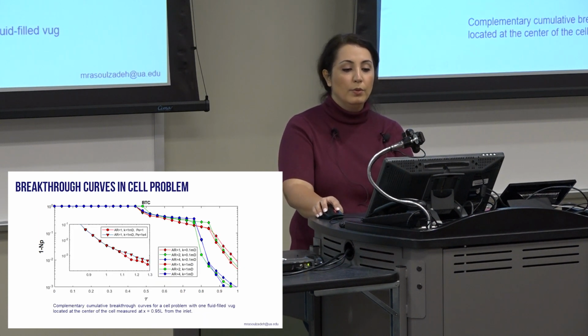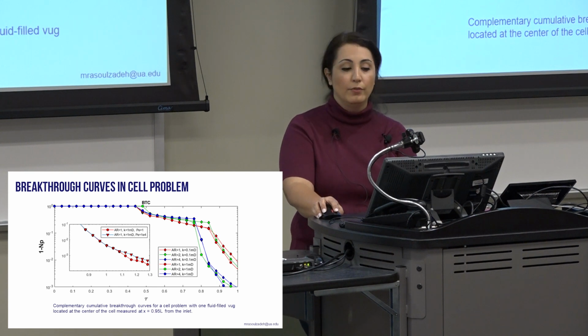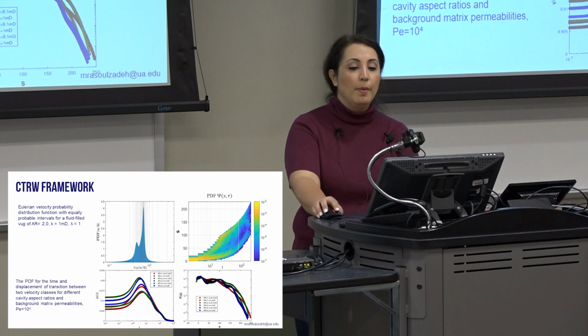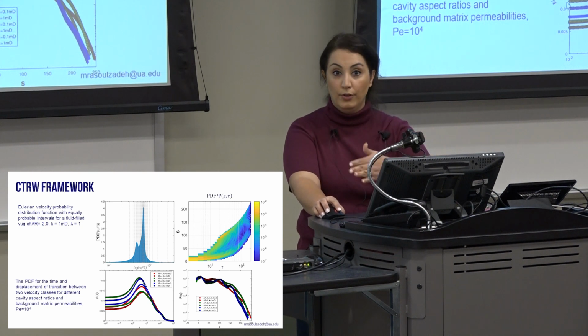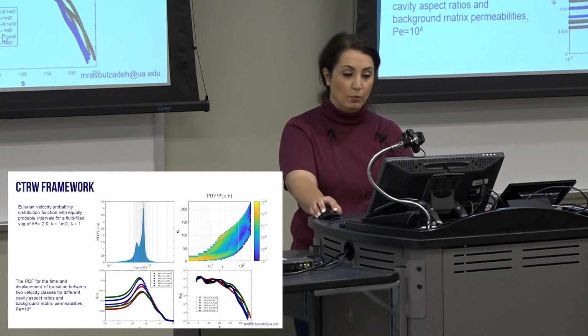Looking into the breakthrough curve, we see that it has two parts in one cell again, and this part is more steep, and that is where the contribution of the perforation shows up. So here is the joint probability density function for a single cell problem, for which I can finally construct the psi of t, and I'm ready to go for the continuous time random walk framework.